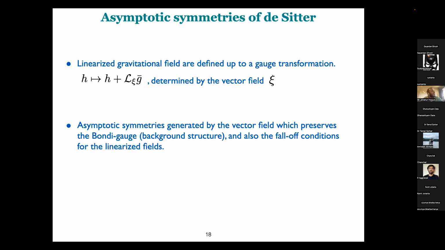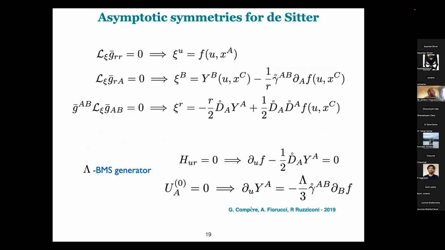Okay. And maybe this slide is more technical, but it is just saying that if you preserve the g_rr component is 0, just like the boundary gauge, so you will fix your xi^u to be only a function of u and x^A. Then you can extract what your angular field xi^B is, and then from the tracelessness condition, you will extract what the r component of the field is.